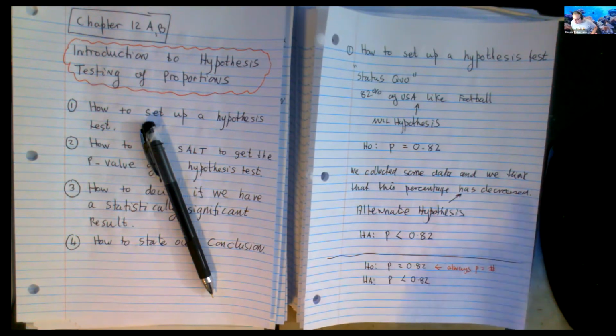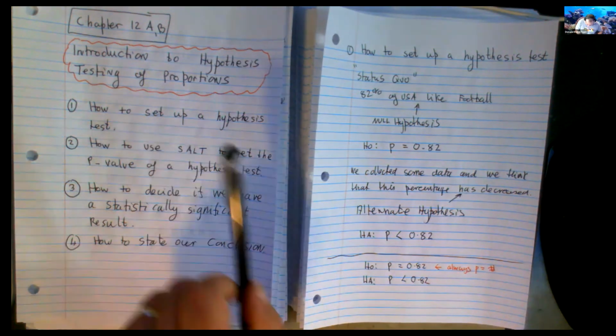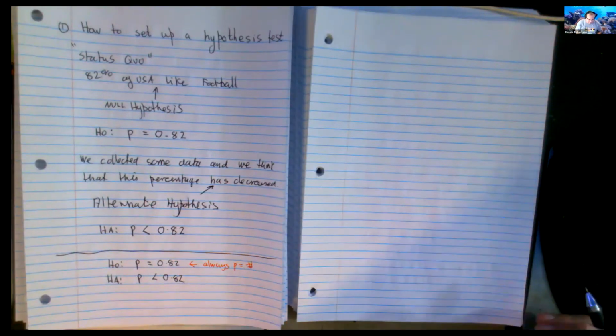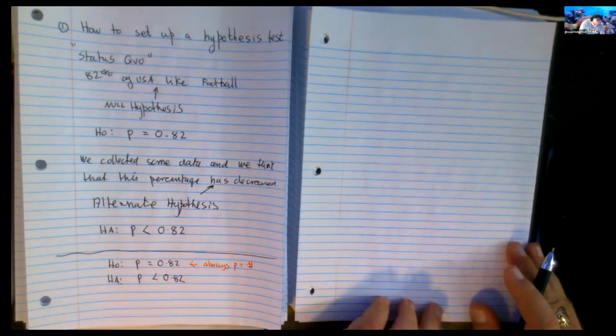And then they're going to have, we think it's different now. We think somehow it's changed. And that's going to be the alternate. Now, if you noticed in my story here, the change is that we believe it's reduced. It's got smaller, right? It used to be 82, but now we think it's less. That means, in fact, that there are altogether 3 flavors of hypothesis test.